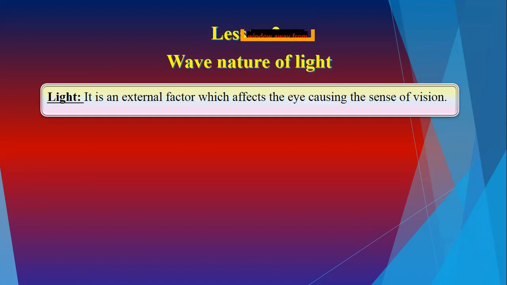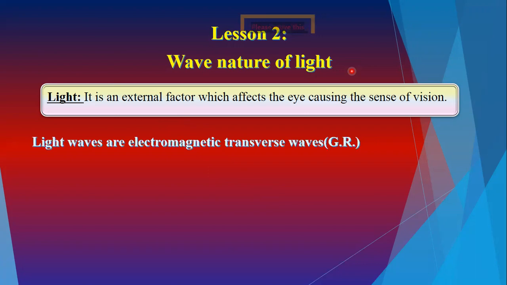زي ما اتكلمنا قبل كده على الساوند وقلنا الساوند is an external factor effect on the ear causing the sense of hearing. هنا هنتكلم على light as an external factor برضو but effect on the eye causing the sense of vision. طيب ايه نوعية او ايه نوع اللايت ويفز؟ Light waves are electromagnetic transverse waves.